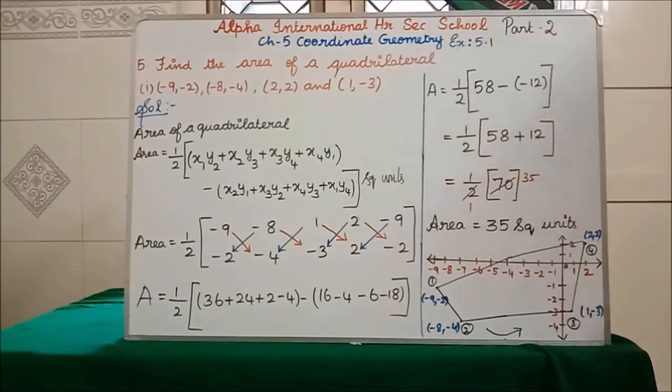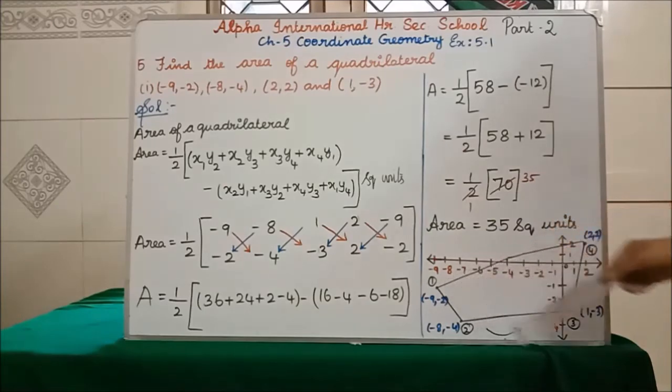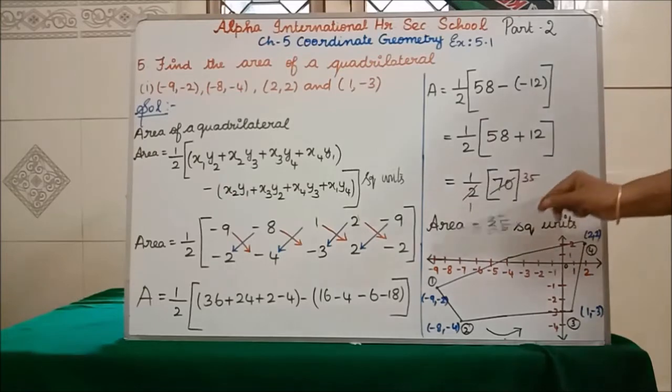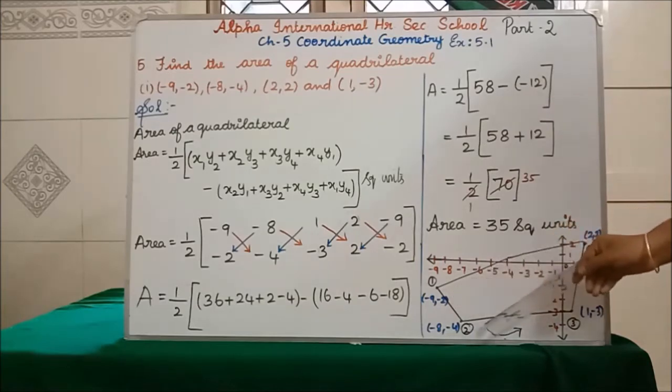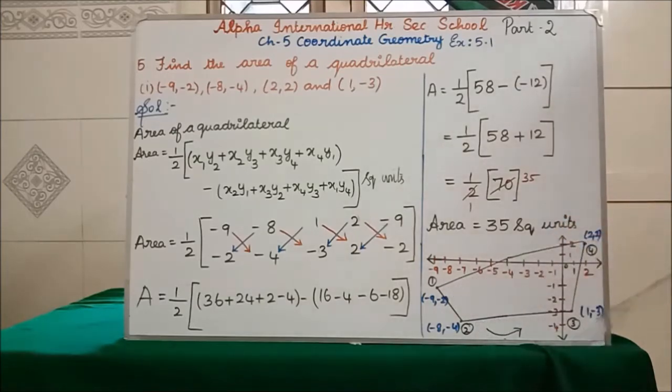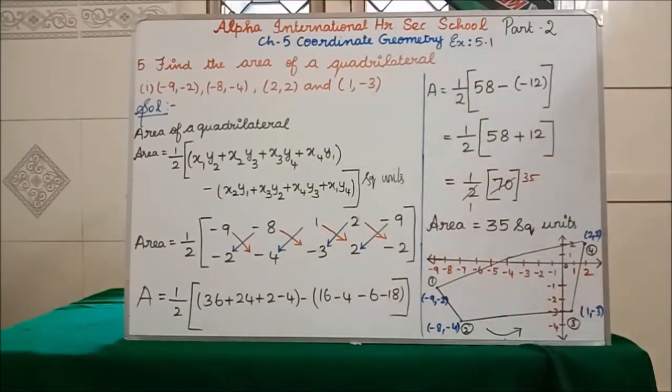They have given 2 comma 2 and 1 comma minus 3, but we are going to take it correctly. Minus 9 comma minus 2, minus 8 comma minus 4, and the third one is 1 comma minus 3, and then only we are going for the fourth quadrant, 2 comma 2. Clear? Since we are going in anti-clockwise direction, this is our third point and this is our fourth point. So according to that only you have to write in the column. First I have written minus 9 comma minus 2, then minus 8 comma minus 4, then 1 comma minus 3, then 2 comma 2, then the first point one more time, minus 9 comma minus 2.